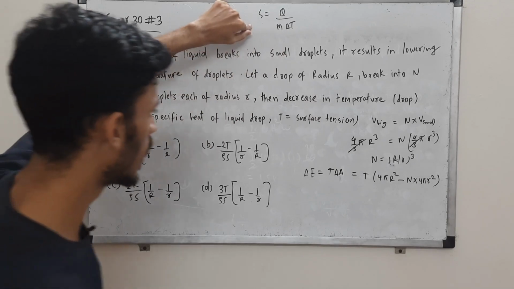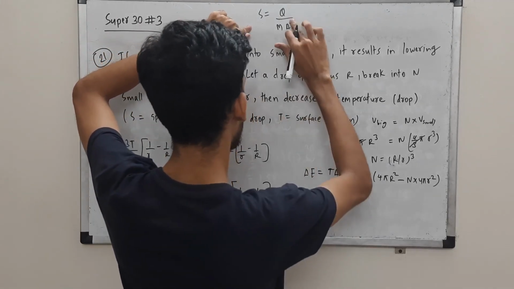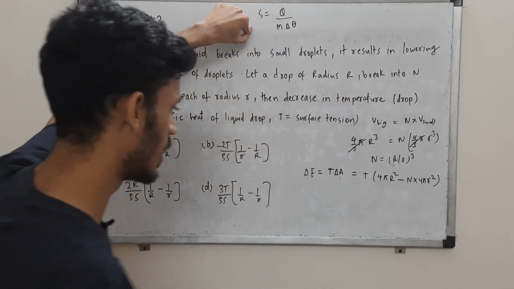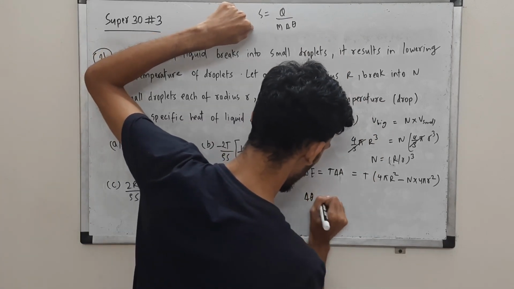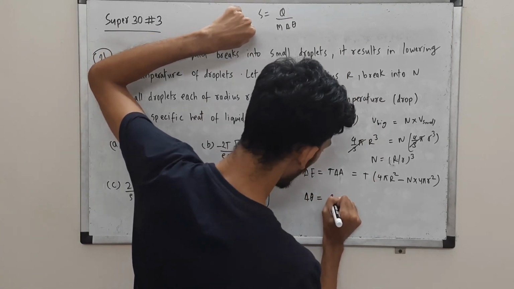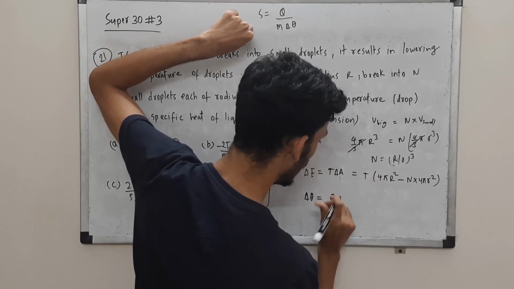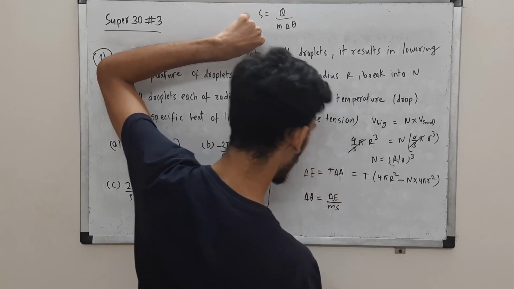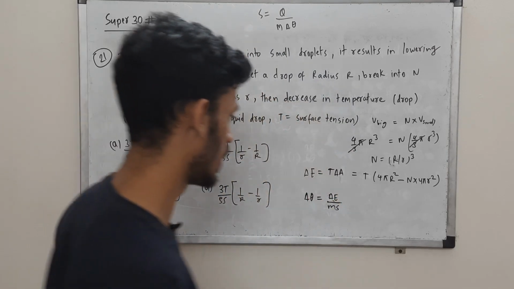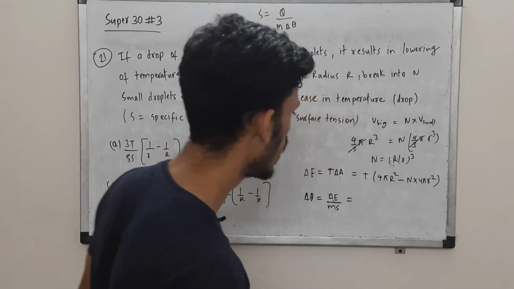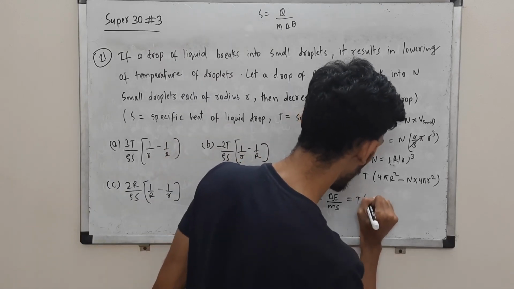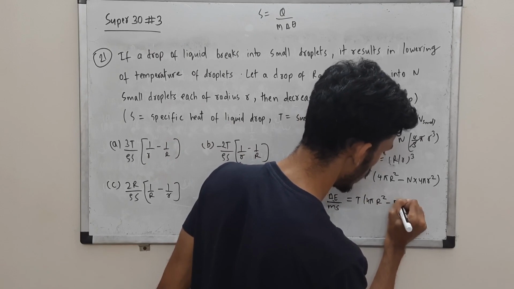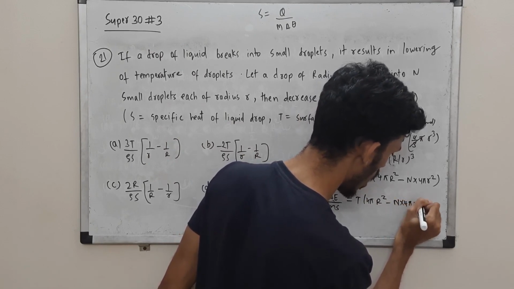So we can find delta T from here, or delta theta I shall say, since T I have used for surface tension. So delta theta, the change in temperature, will be nothing but Q by ms. This heat is nothing but the change in surface energy. The lowering in temperature is due to surface energy. So surface energy is T into 4 pi R square minus N times 4 pi small r square.